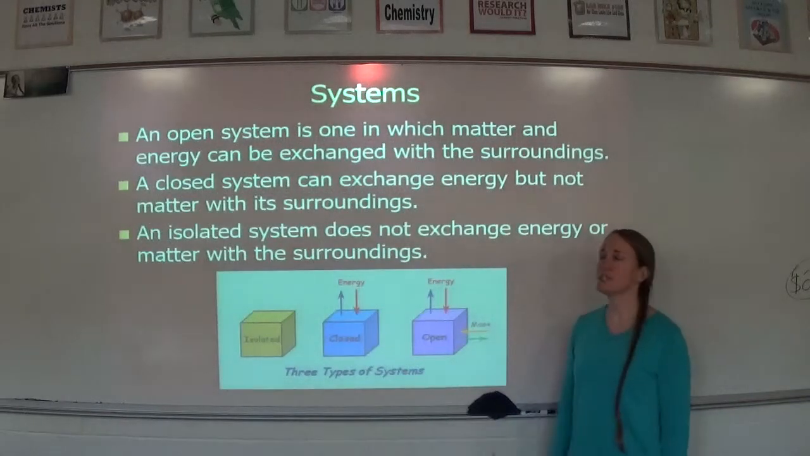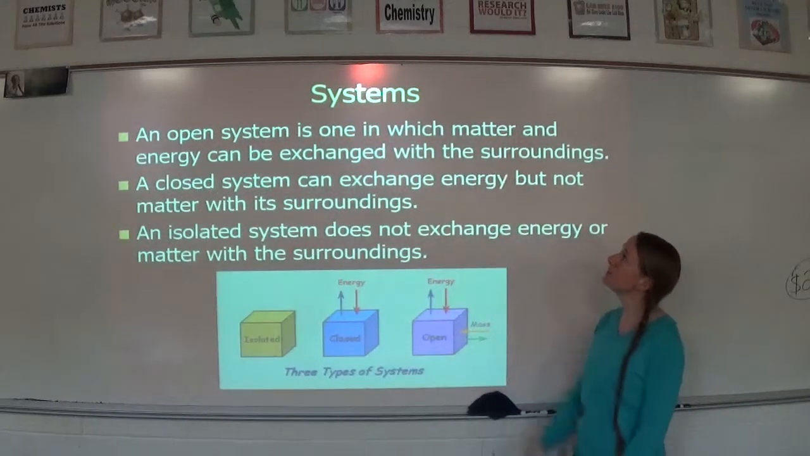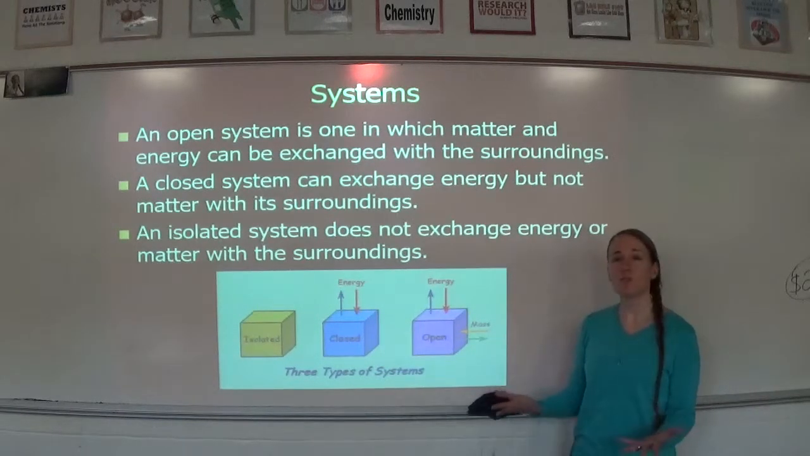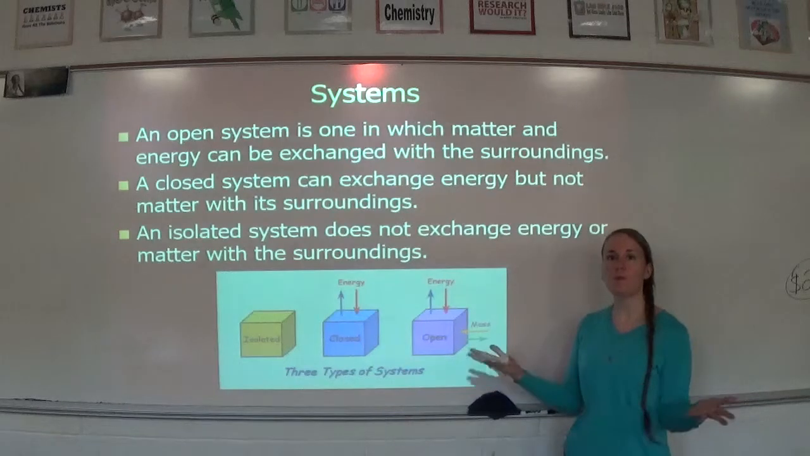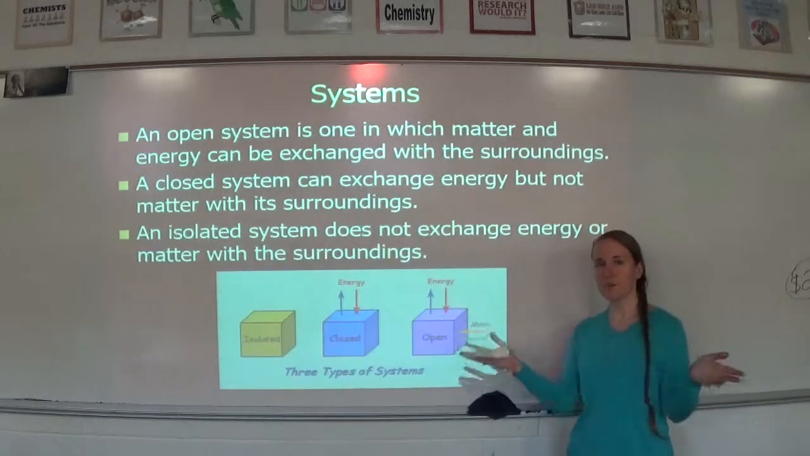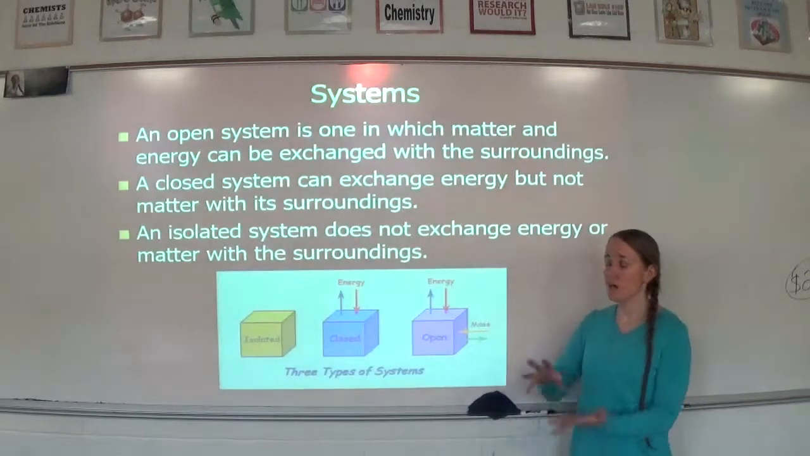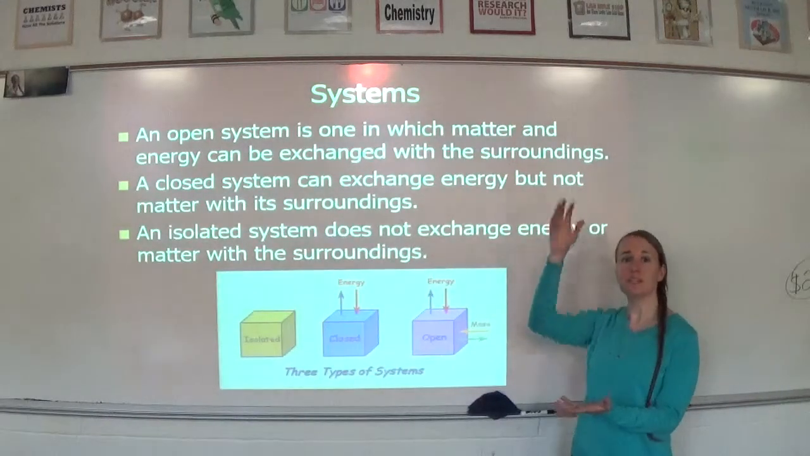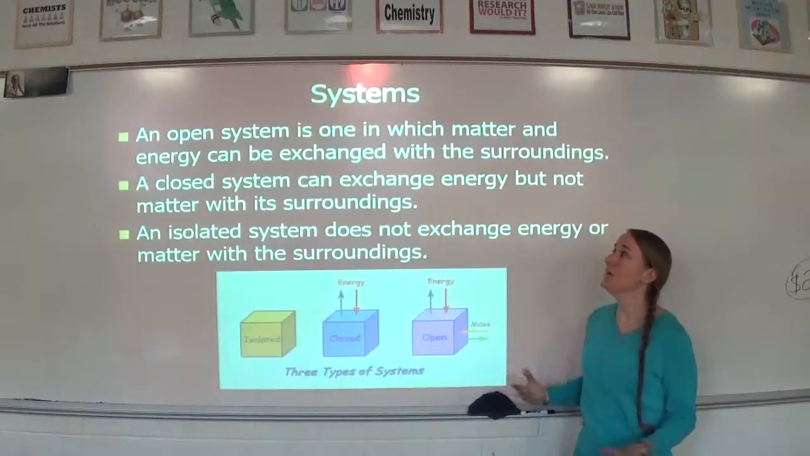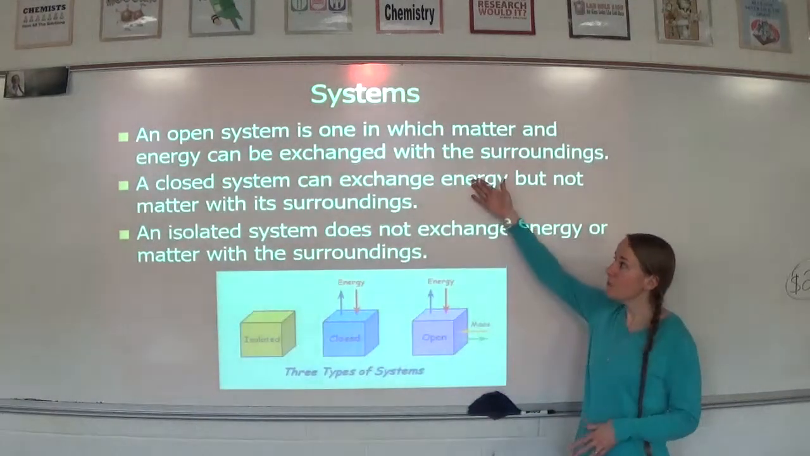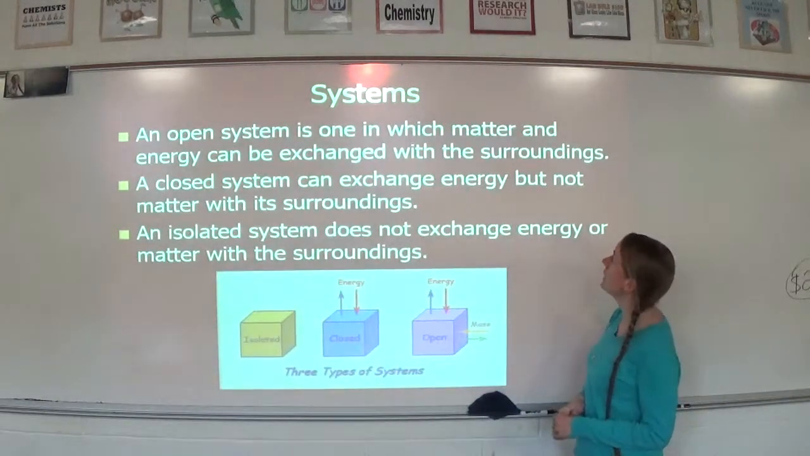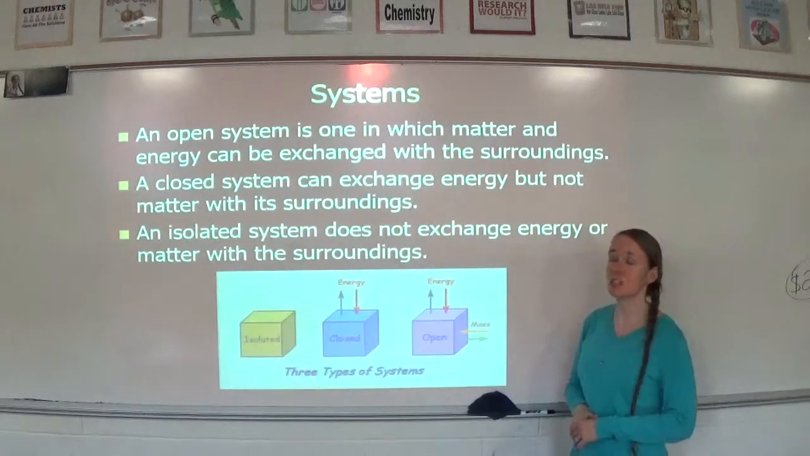So what are some different systems we can have? Well, an open system is one in which matter and energy can be exchanged with the surroundings. So that would be, for example, if I had a reaction going on in an open beaker. Heat can come in and out of a beaker because it can pass through the glass. If I boil something, steam can leave, so mass can leave. So that would be an example of an open system.